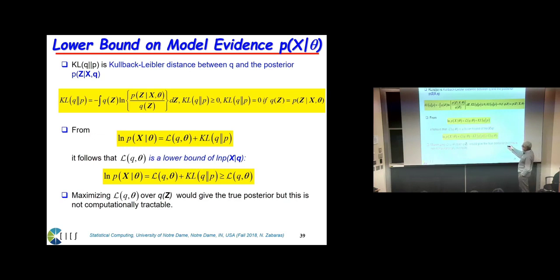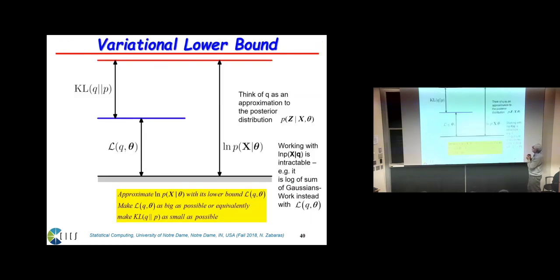The KL distance is greater or equal to 0. So rather than maximizing this, we can maximize the lower bound. In some sense, maximizing the lower bound is the same as minimizing the KL distance. So you're trying to find the Q distribution close to the exact posterior of Z, but this is way easier because it involves the expectation of the joint log likelihood, so it's easy to work with.